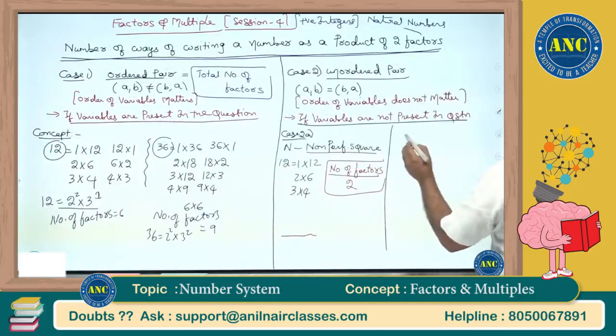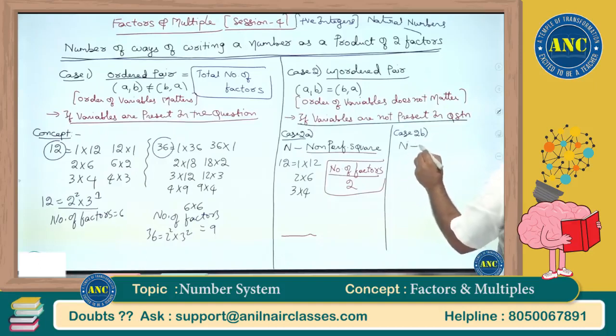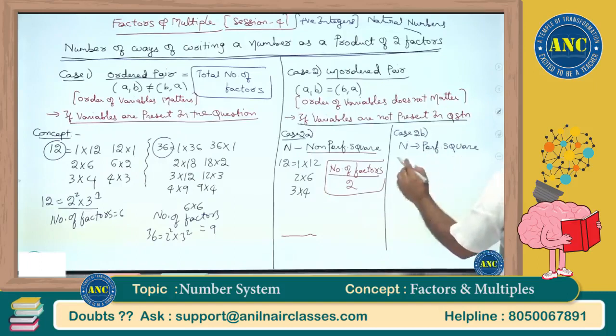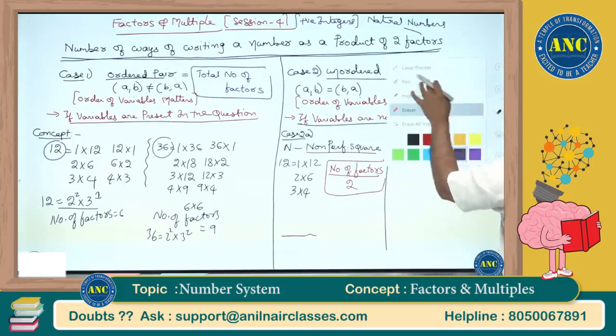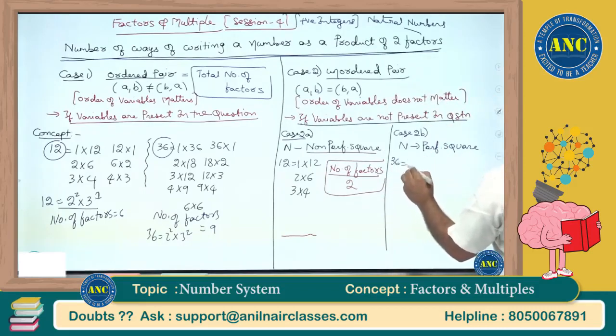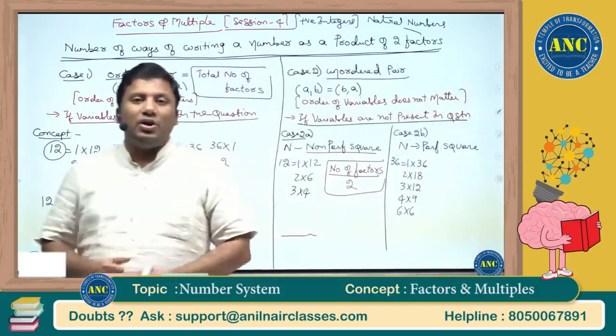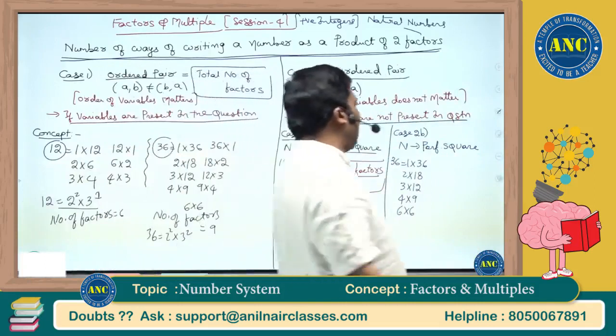What if it is a perfect square? Case 2b. If n is a perfect square, 12 is not a perfect square, so let me take 36. 36 is 1 into 36, 2 into 18, 3 into 12, 4 into 9, 6 into 6. Remaining cases: 9 into 4, 12 into 3, 18 into 2, 36 into 1. Reverse is not allowed.